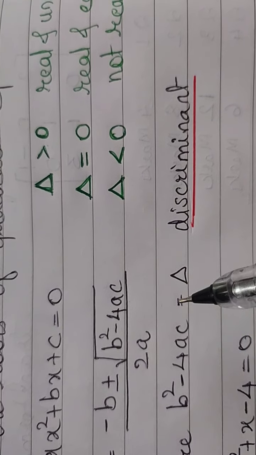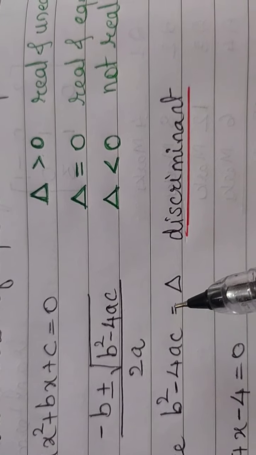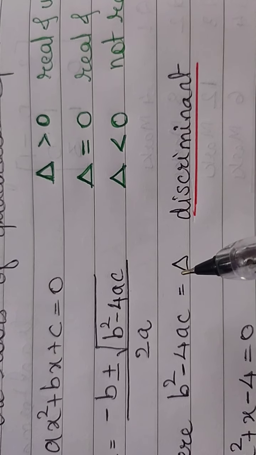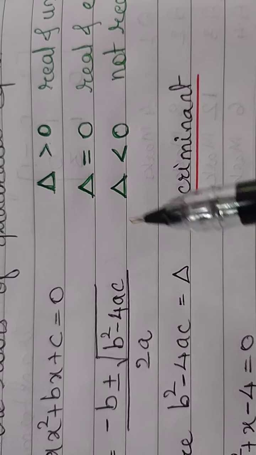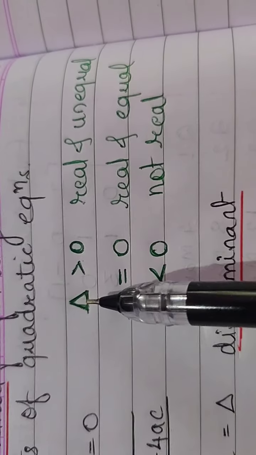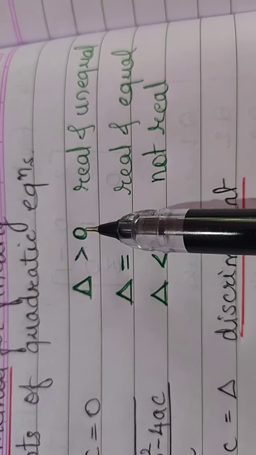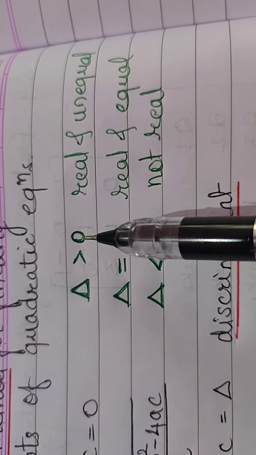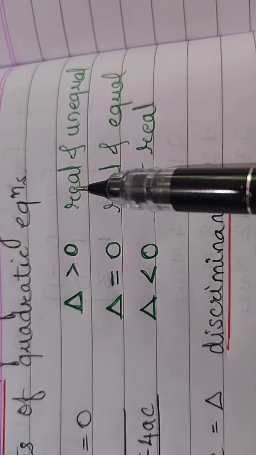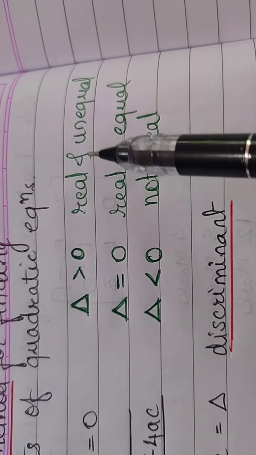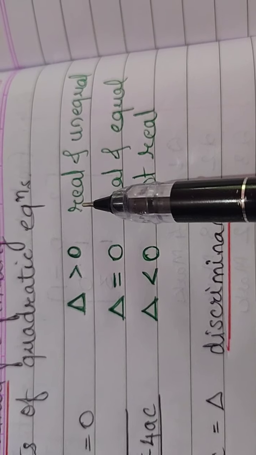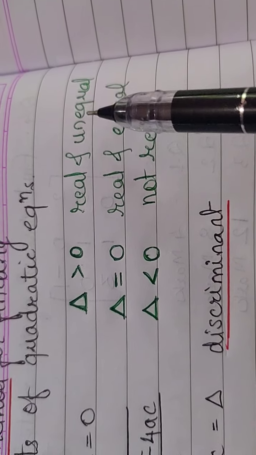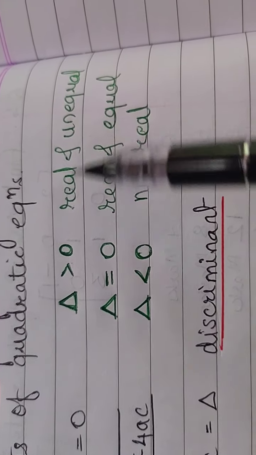Now children, we will see the nature of the roots. The value of this discriminant may be equal to 0, greater than 0, or less than 0. If delta is greater than 0, that means it is a positive value, and in that case the roots are real and unequal. The quadratic equation has real roots, and the roots are unequal, they are different.